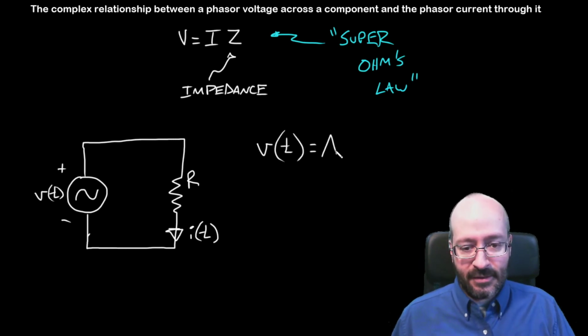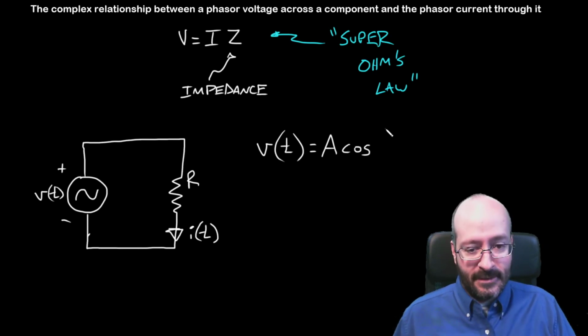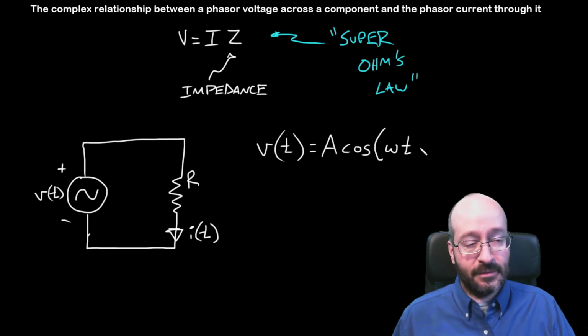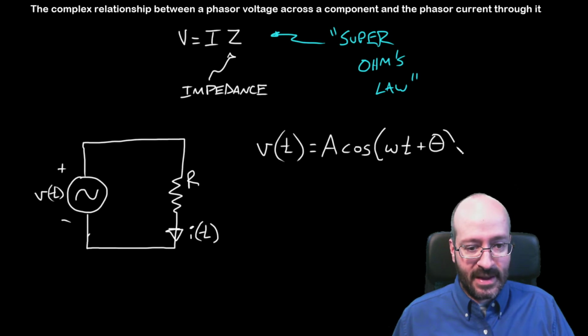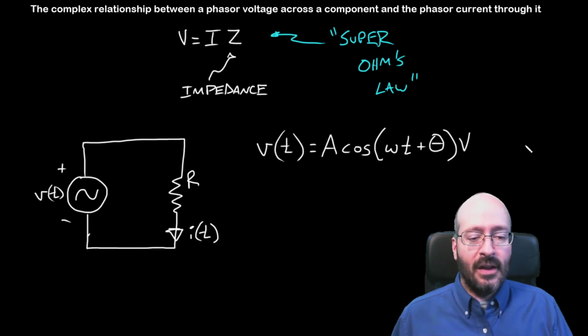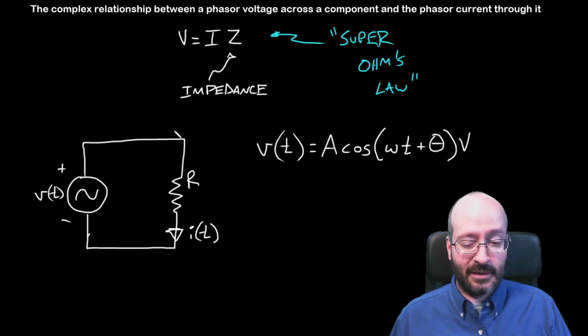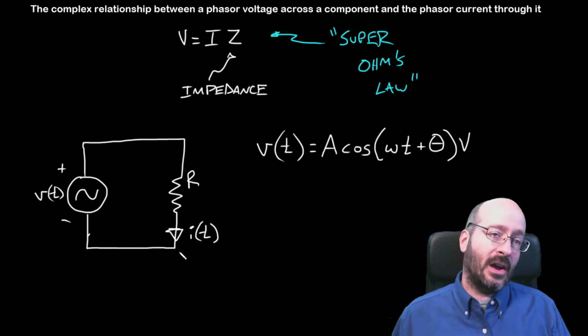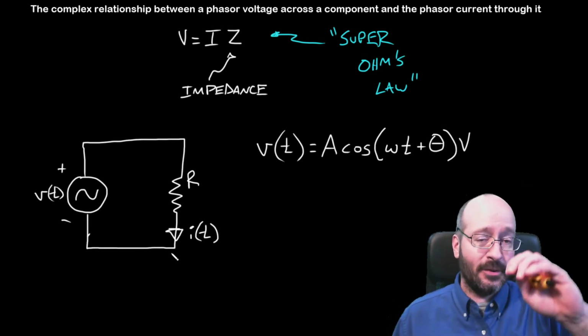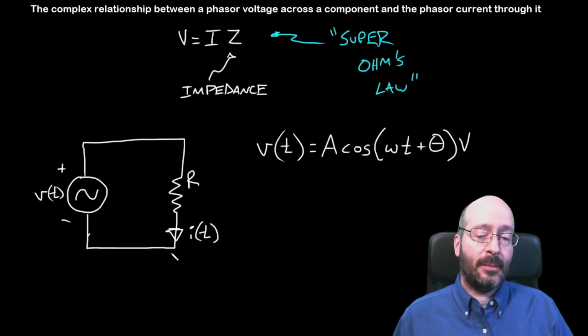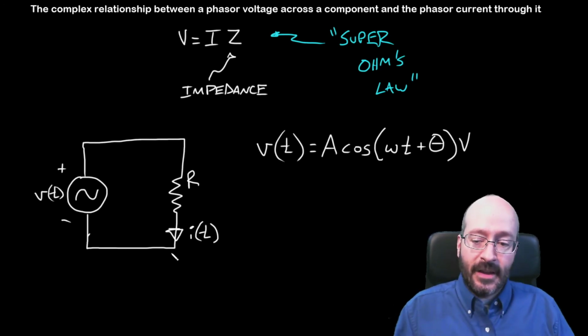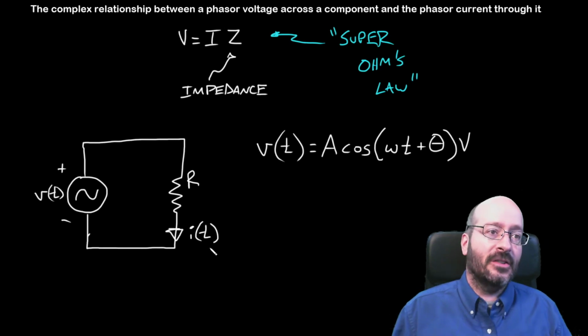What we want to do is place a sinusoidal voltage across this. So it's going to have an amplitude of A. It's going to be a cosine. It's going to have some frequency omega in front of t, of course, and some phase shift theta, and that's going to be in volts. We're going to put that voltage across this resistor, and then we're going to try to figure out how the current comes out, and we're going to try to get it down to a complex number that represents the relationship between the phasor for the voltage and the phasor for the current.